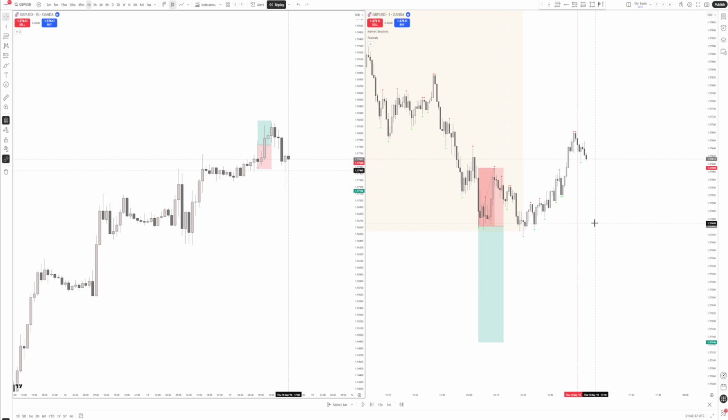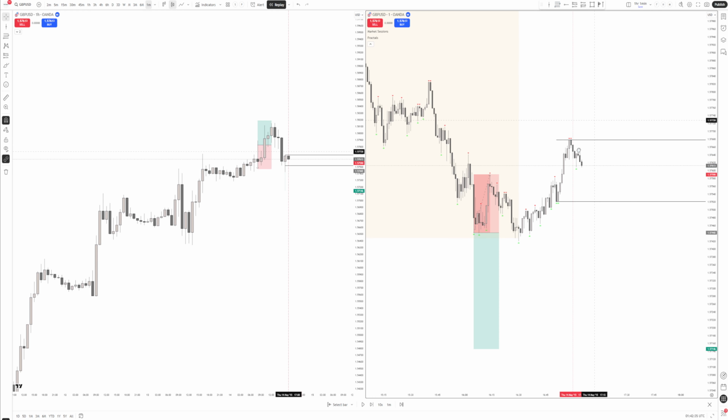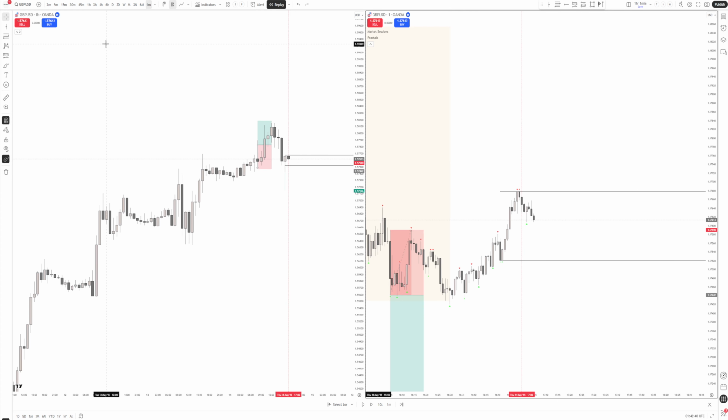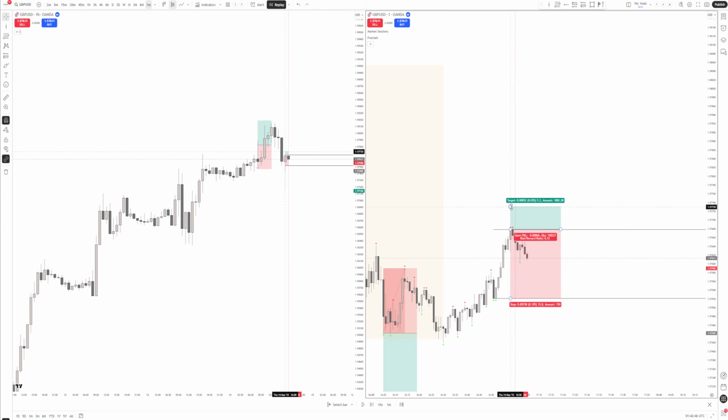You can see clearly what violated this high here. Obviously it violated that. Where did it start from there? So there you have it. And what we're going to do now is place a buy stop there, and let's enter the trade. Let's see what happens.